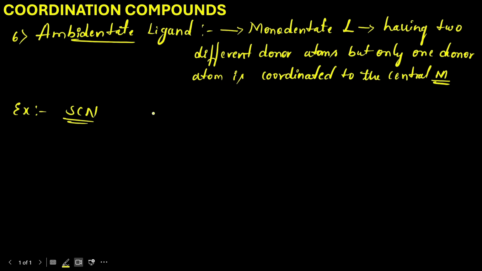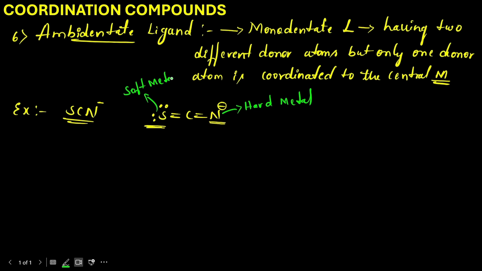So in this ligand, if you write the structure, S double bond C double bond N. Here nitrogen will be having a negative charge. Sulfur will be having lone pair of electrons. So sulfur will also act as a donor atom and nitrogen will also act as a donor atom. But only one of these donor atoms will coordinate to the central metal atom. Hard metal coordinated to nitrogen and soft metal coordinated to sulfur.